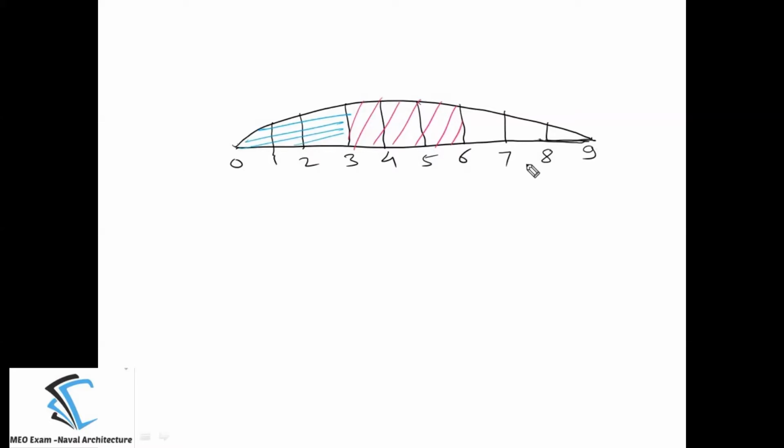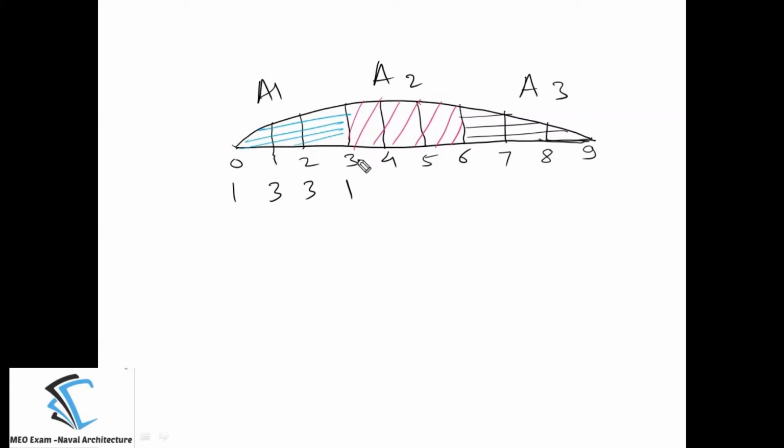Then from 6, 7, 8, 9, you have a third region. So there are 3 regions, A1, A2, A3. Now I will write the Simpson's multiplier. For region 1, it will be 1, 3, 3, 1, provided the spacing is the same, and that is also full spacing.